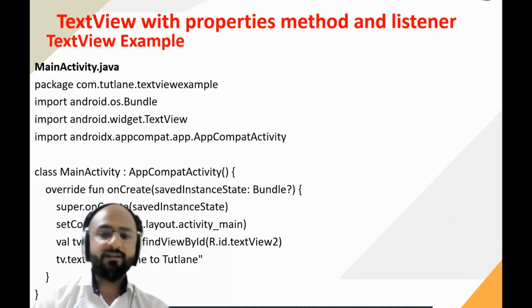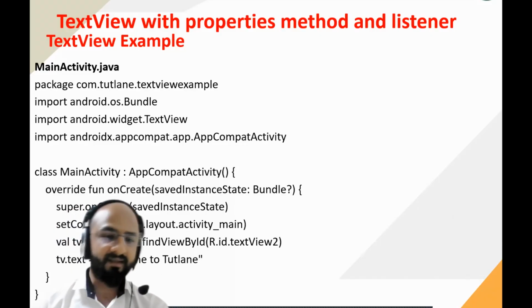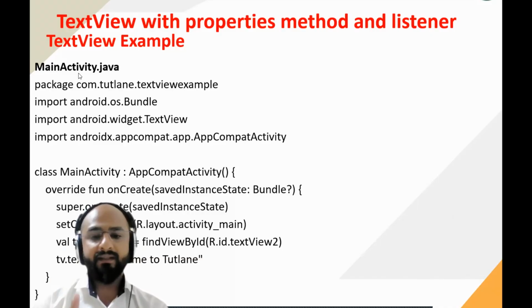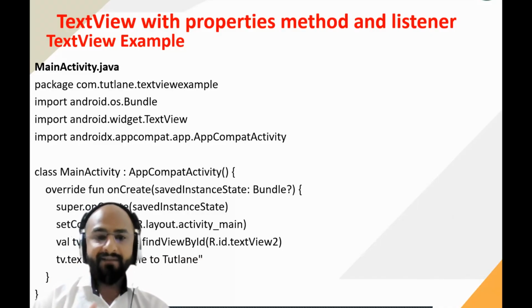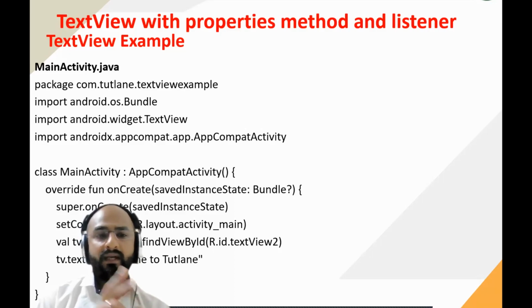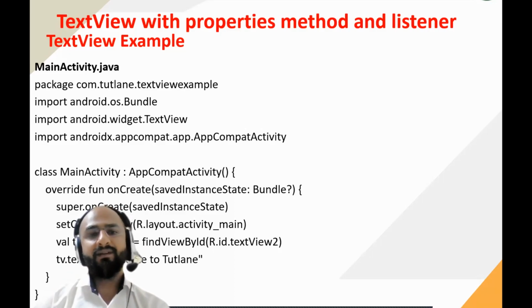Now let's discuss the method and listener. Here I have taken the example of the MainActivity.java file. So when we are creating an activity, as I told you in the previous lecture also, it will create two files. One is an XML file, one is a Java file. XML file is for design purposes and Java is for coding purposes. XML is a static value and Java will have the dynamic value.